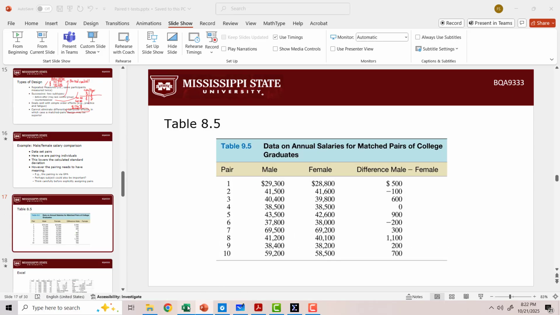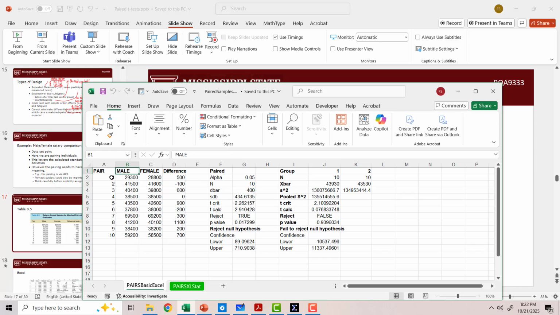So let's look at the data here. We've actually paired males and females based on GPA. Now, this is a simple example. Usually you would pair on multiple variables, and you might do, for example, GPA and major. That would be a sensible comparison. And you can see here, I've done two different kinds of tests.